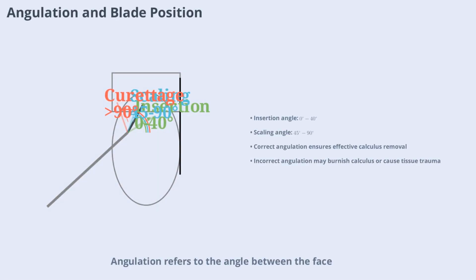Angulation refers to the angle between the face of a bladed instrument and the tooth surface. For insertion beneath the gingival margin, the angle should be between 0 and 40 degrees. For calculus removal, angulation should be between 45 and 90 degrees. The exact blade angulation depends on the amount and nature of calculus, the procedure, and tissue condition. Proper angulation ensures effective scaling and root planing.